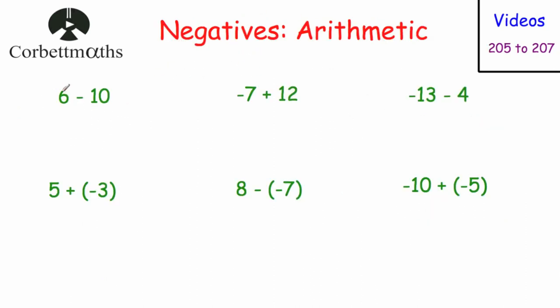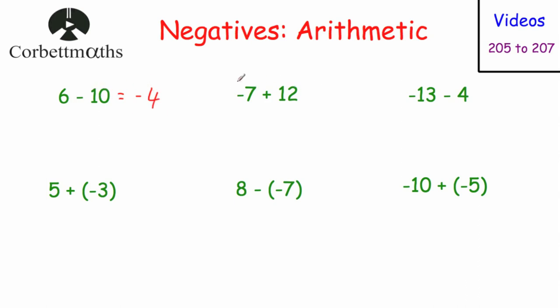So our first question is 6 subtract 10. Well, 6 take away 6 is 0, so if we do 6 take away 10, it's going to be a negative number. And if we take away 6, we get the 0, we'd have another 4 to take away, so our answer would be negative 4. So 6 take away 10 is negative 4.